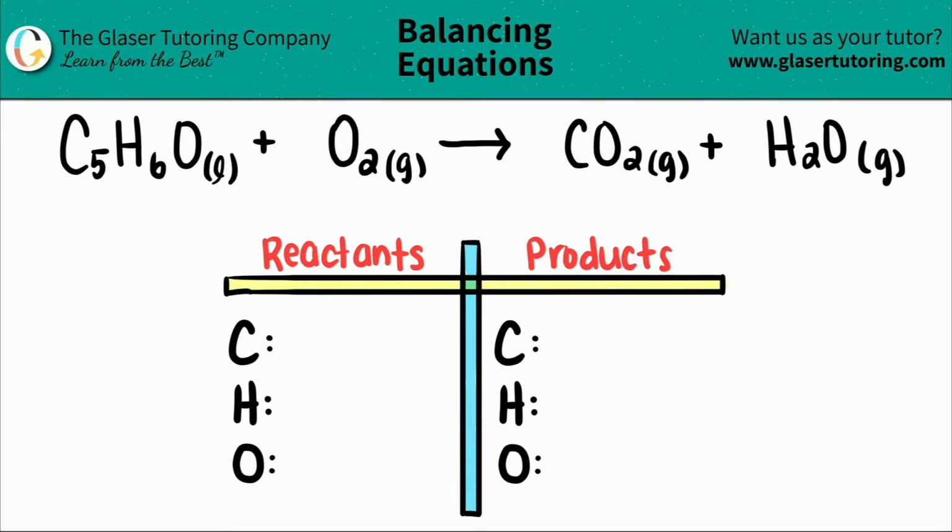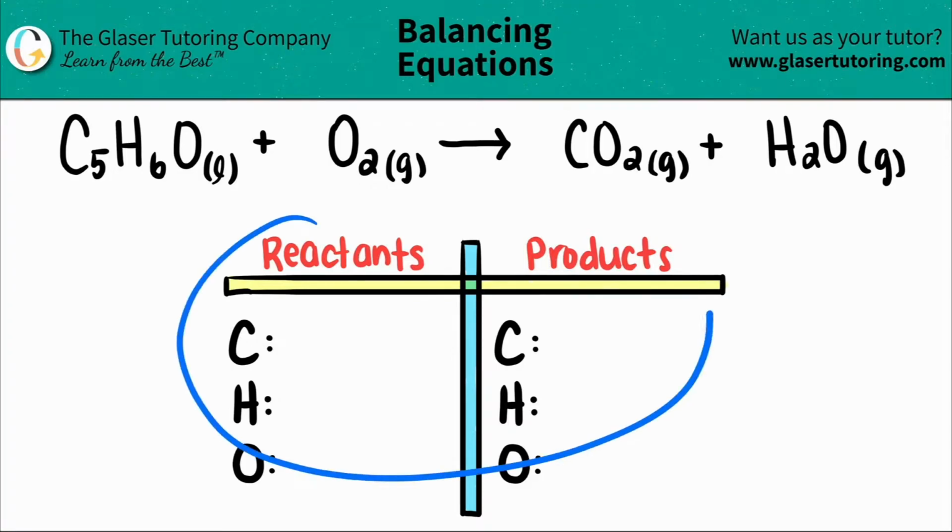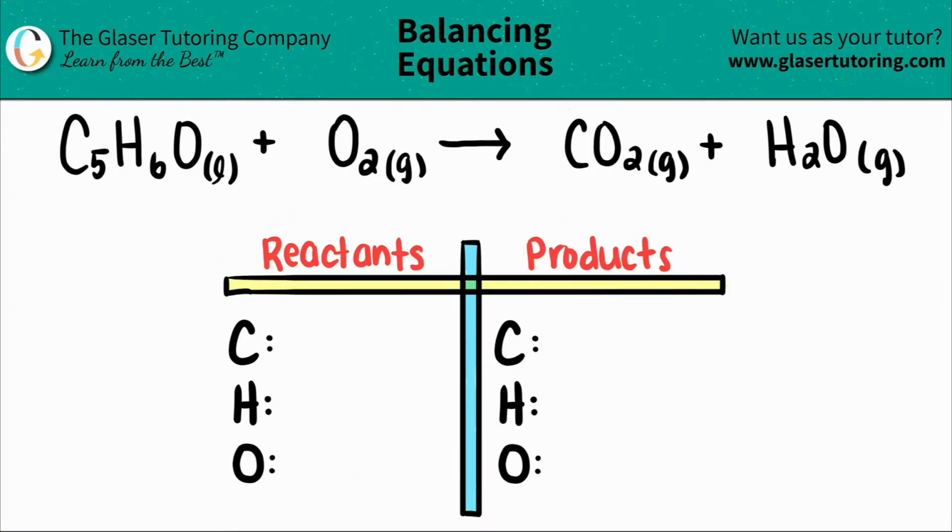Today, we are going to be balancing the equation of C5H6O plus O2, which will yield carbon dioxide, which is CO2, plus water, which is H2O. I already wrote us out a chart and all the elements that I see on the left and the right side, aka the reactants and the products. The only thing that we have to do is just write out how many there are, and then we balance.